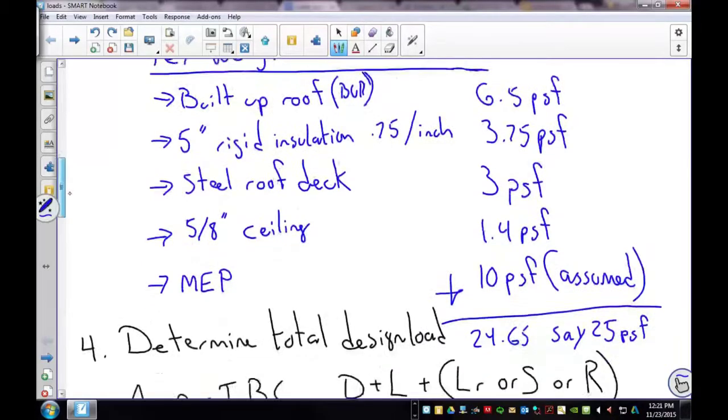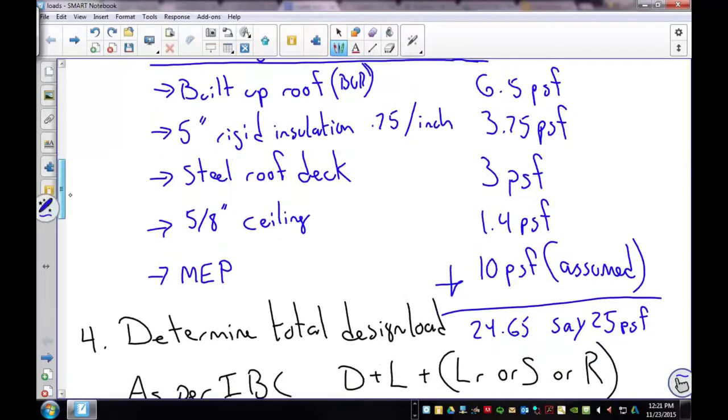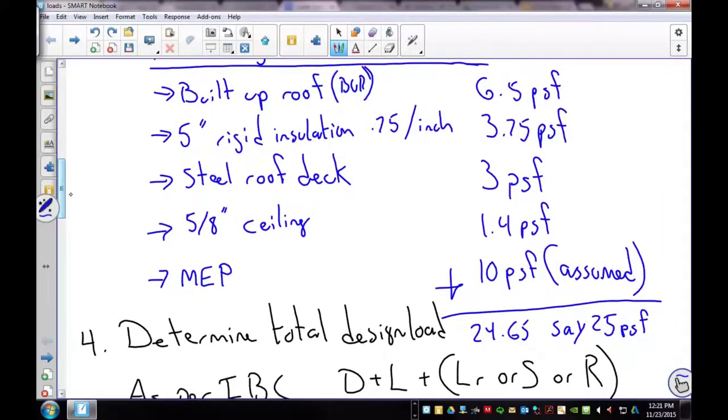Okay. Next part, number 4. Let's write: determine total design load. We are just about done with part 1.